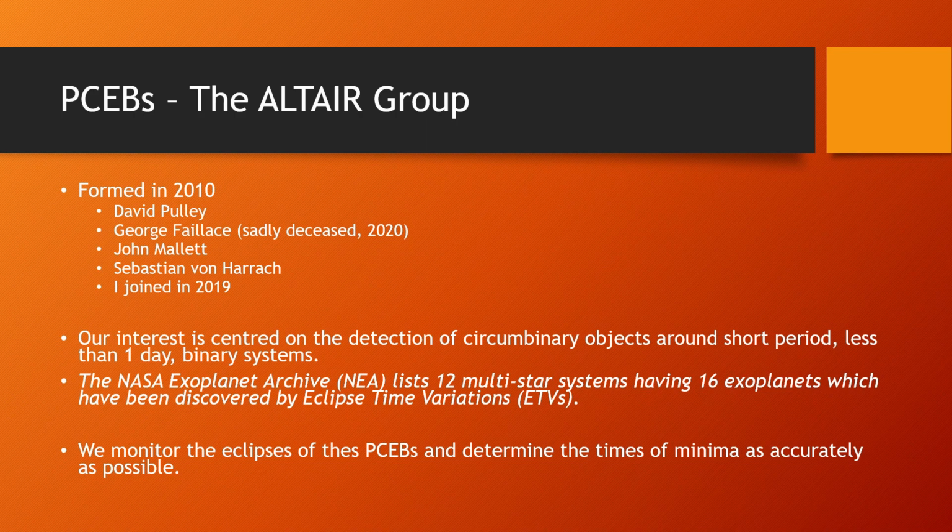And the thing is that the NASA Exoplanet Archive, this is where all of the exoplanets that are discovered by all the different techniques are listed, many thousands of them, but only 12 out of the 5 or more thousand stars are listed as belonging to these kind of systems and have been discovered by the technique called eclipse time variations. So what we do is we monitor the eclipses of these PCEBs and we attempt to determine the times of these minima as accurately as possible. Now that means in our photometry, we're not so much concerned about using photometric filters to get very accurate magnitudes.